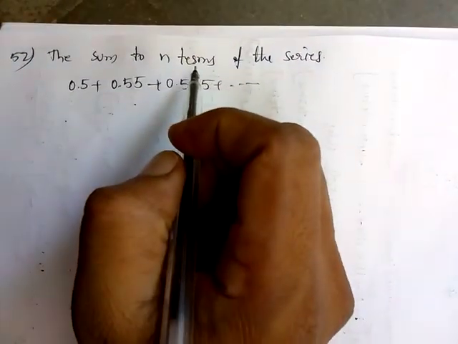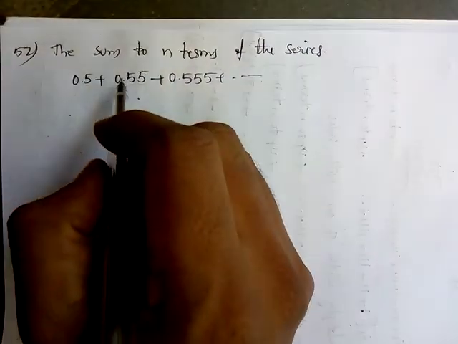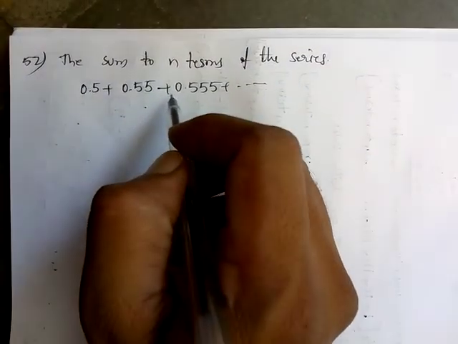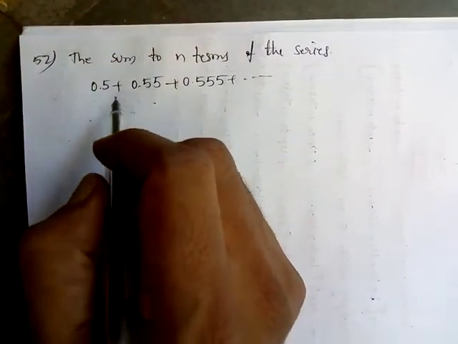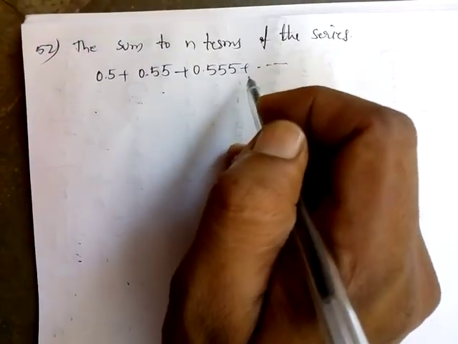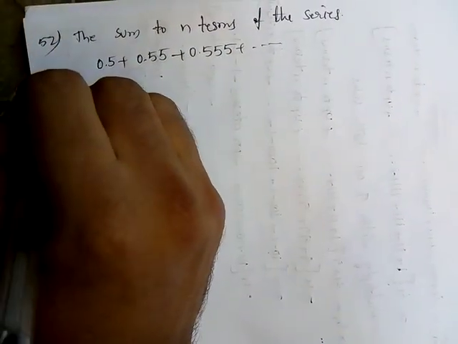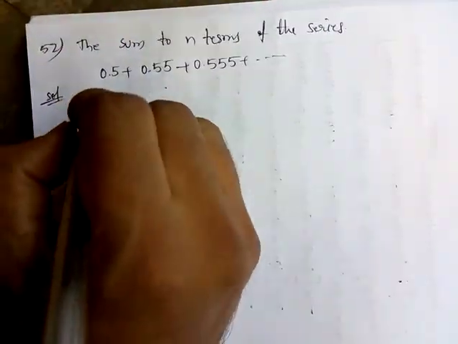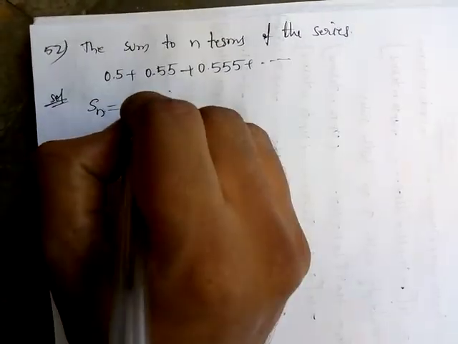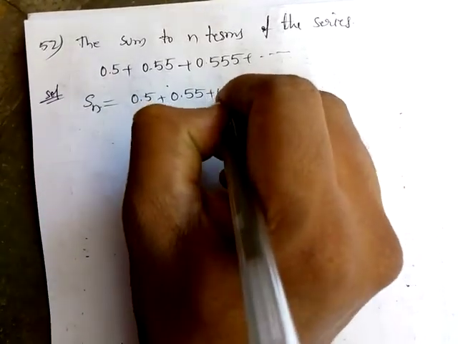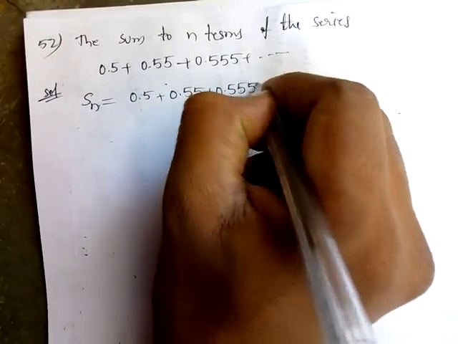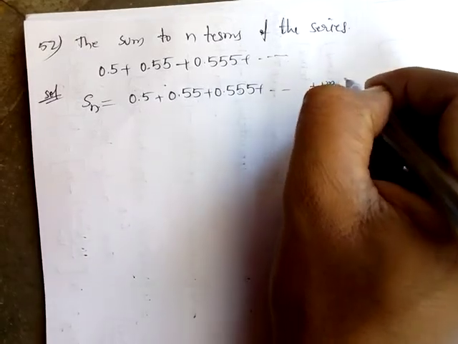So the sum of n terms of the series 0.5 plus 0.55 plus 0.555. So, a previous same model problem, but this is in decimal form. Okay, so in the solution, the sum of n terms is denoted with Sn. Sn is equal to 0.5 plus 0.55 plus 0.555, and so on up to n terms.